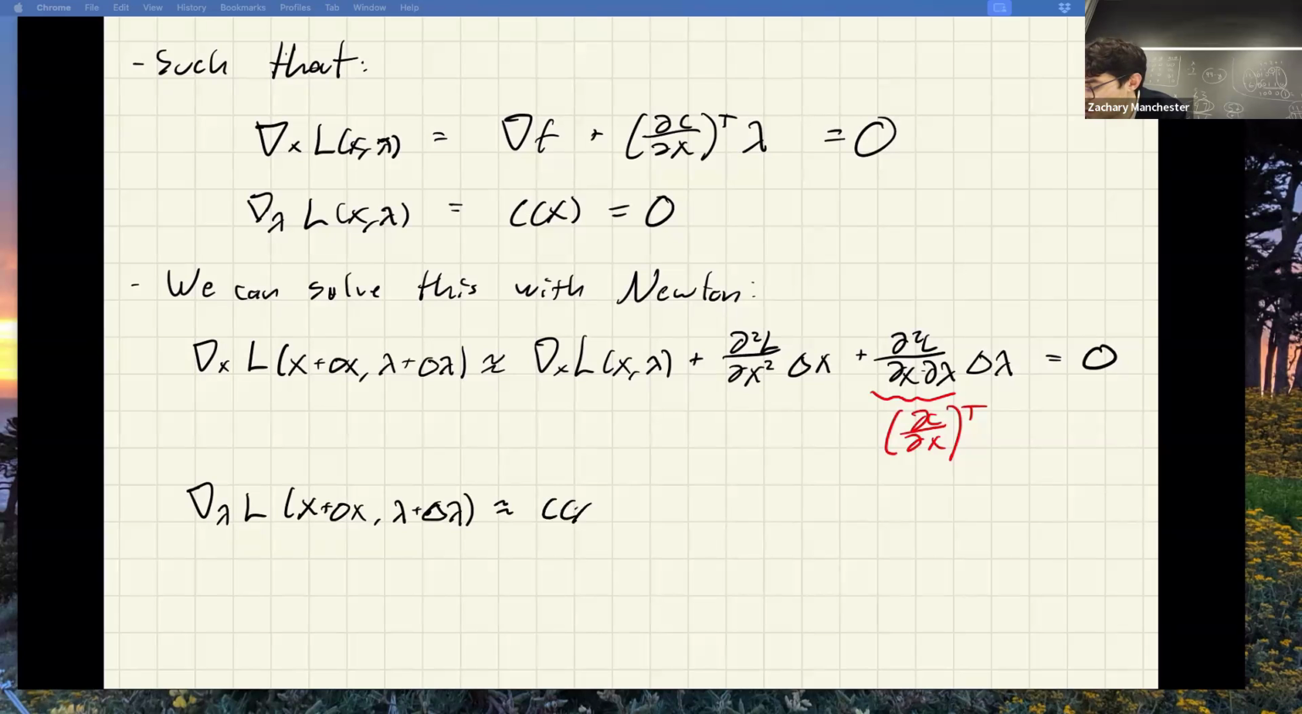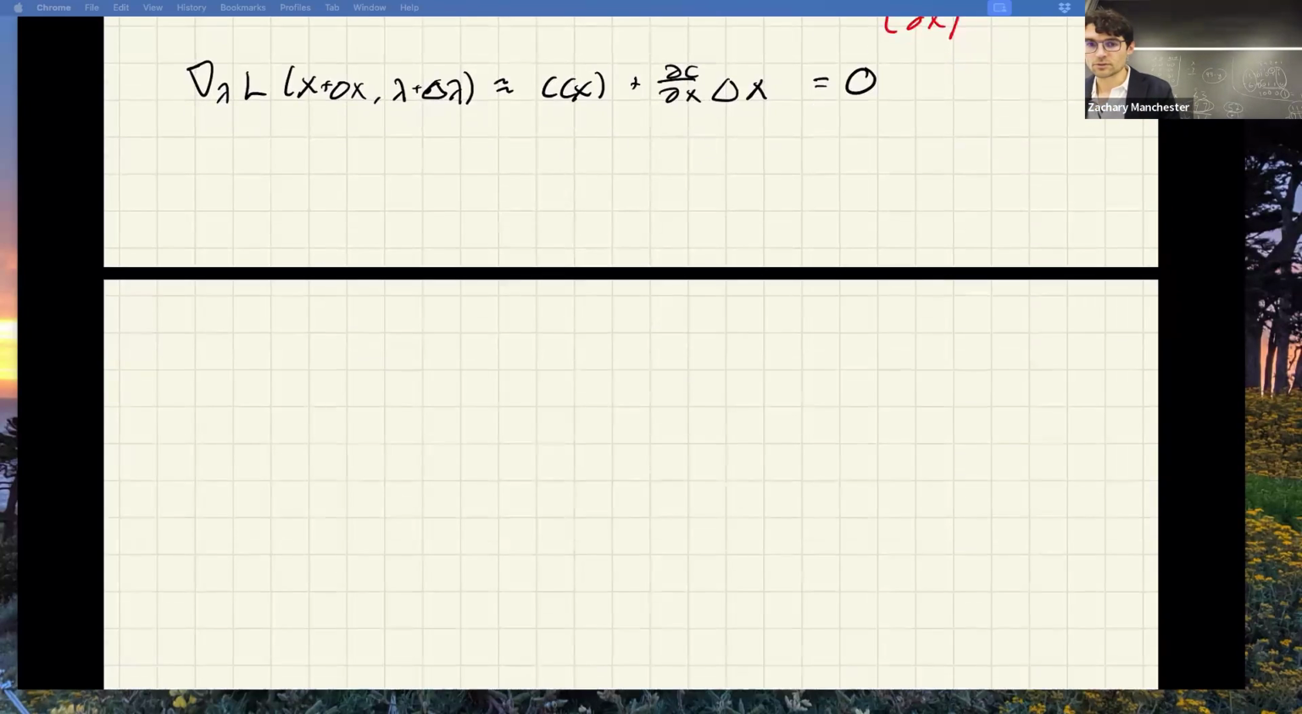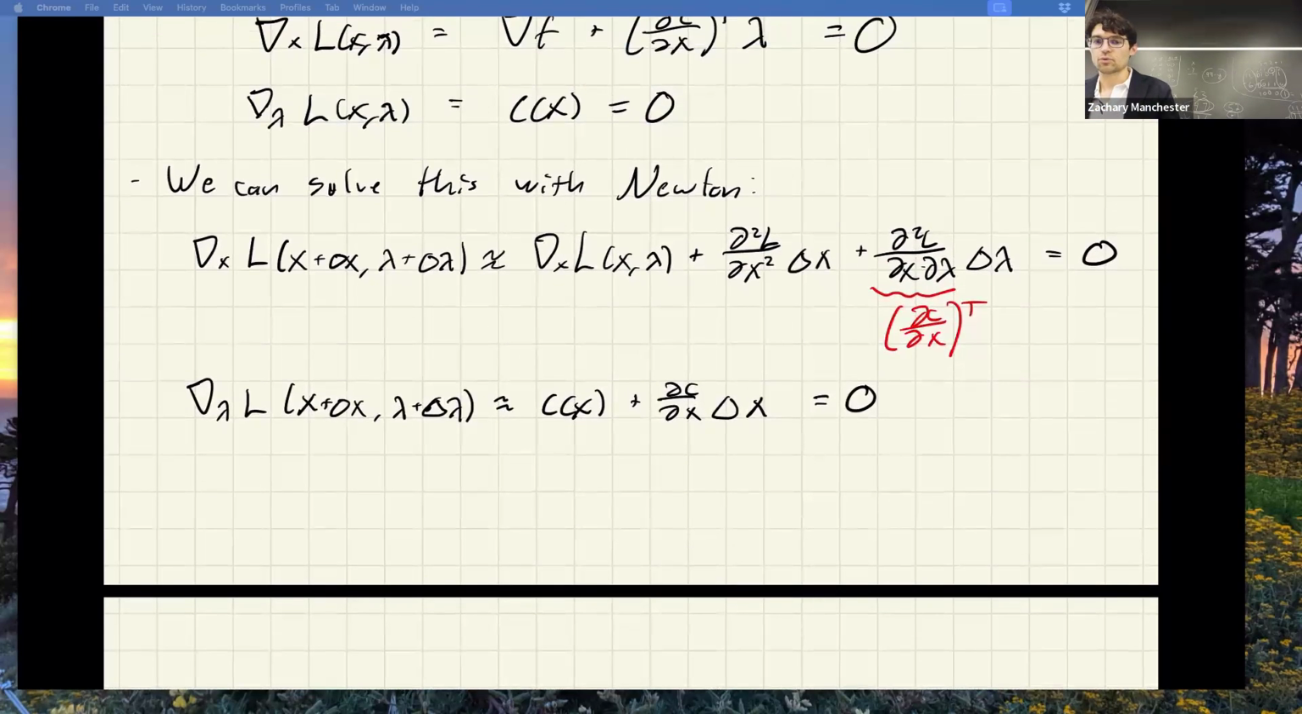We get c of x plus partial c partial x times delta x equals 0. That's just doing out the algebra and the Taylor expansion. Now I'm going to take those two sets of equations where I did the first order Taylor expansion with respect to delta x, delta lambda, and package all of that up into one matrix equation, which is the thing we're going to solve in our Newton solver.